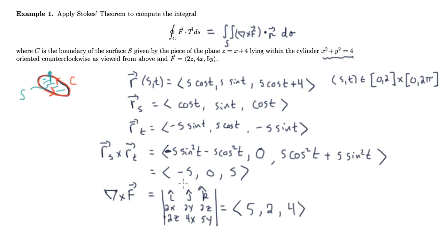Alrighty, so we have minus s, 0, s, and 5, 2, 4. And we just need to take the dot product. So our integrand for our surface integral is really going to be minus 5s and then plus 4s. So this is just minus s. Well, that's really nice.